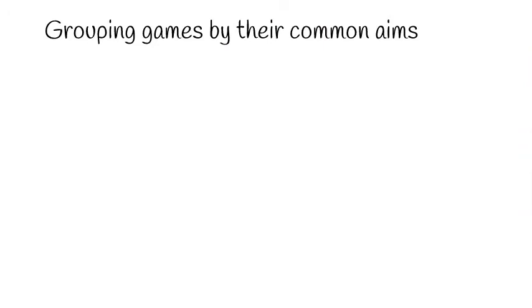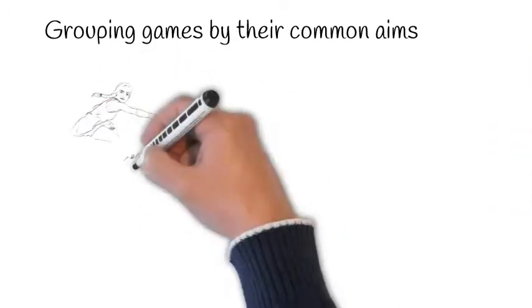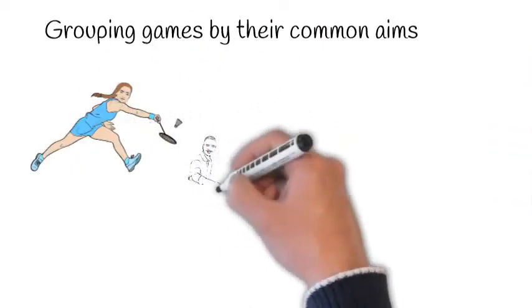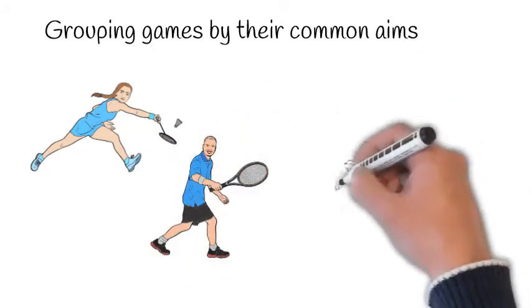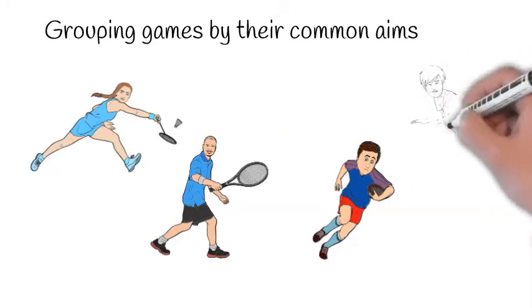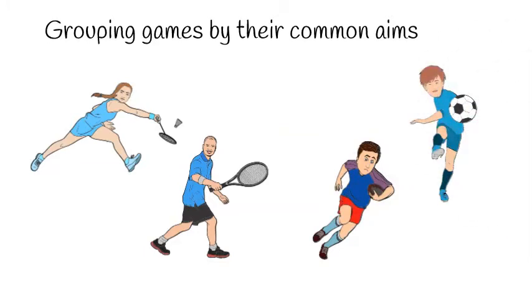Grouping games by their common aims. Many games are similar in nature. For example, badminton and tennis both involve hitting a ball over the net with a racket. In many ways, they seem to be conceptually very different from rugby or soccer. Over the years, games have been classified in a number of different ways, but one of the most useful and popular ways has been the TGFU categories.